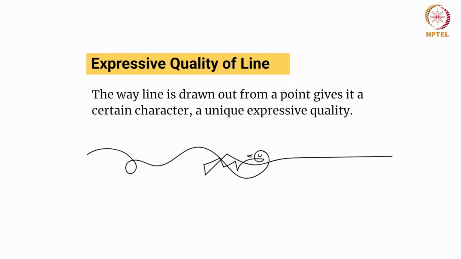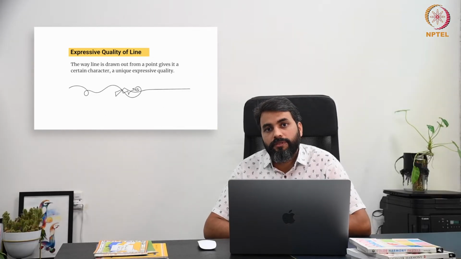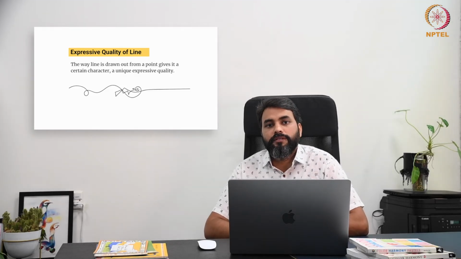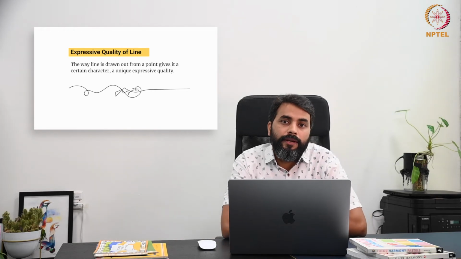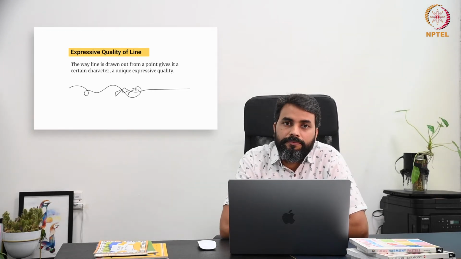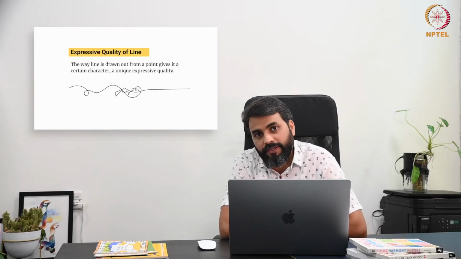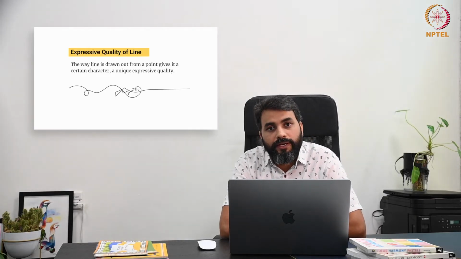Now let us move ahead and see different expressive qualities of line. Whatever different kinds of line we just discussed, these lines possess different expressive qualities as well. The expressive qualities of a line refer to the emotional or psychological impact a line can convey in a visual composition. Lines are more than just functional. They can evoke a specific feeling, set a tone, and guide the viewer's perception.